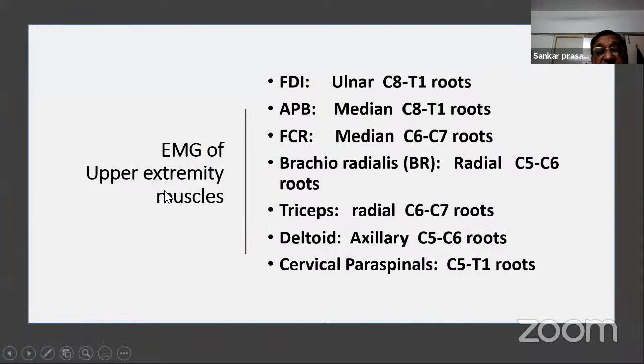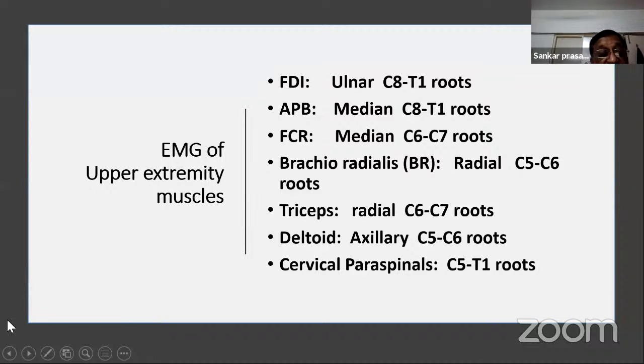So if you want to chart out the plan for upper limb EMG: first dorsal interosseous muscle has ulnar, C8 T1 roots, and C8 T1 root also has median, which supplies the abductor pollicis brevis. C6, C7 roots, median nerve, flexor carpi radialis. The brachioradialis, it is radial C5, C6 roots. Triceps, radial C6, C7 root. Deltoid, axillary C5, C6 root. And cervical paraspinal C5 to T1 roots.